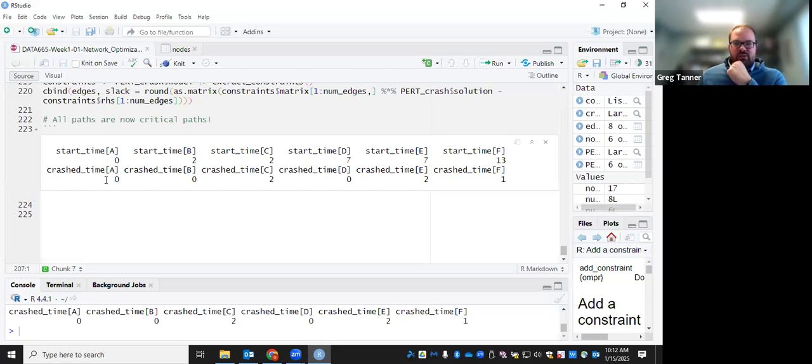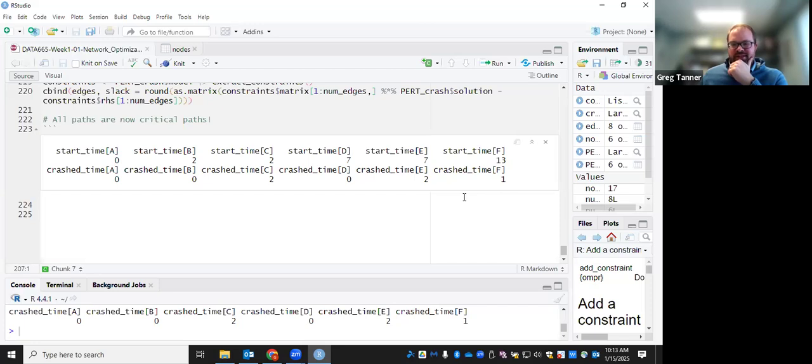And then how much did we crash the activities? A and B are not crashed. Remember, B was not on the critical path, and so we shouldn't expect it to be crashed. D was not crashed either, but C, E, and F, which were all along the critical path, got crashed by 2 units, 2 units, and 1 unit.